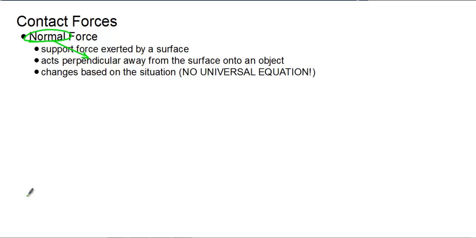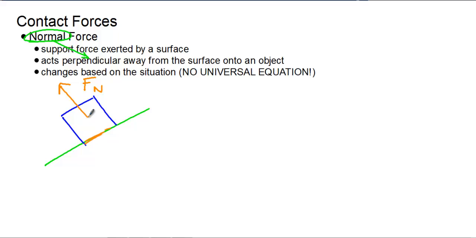Okay? Normal forces, there is no universal equation for it. It changes based on a given situation. One very common example we'll have is an object on an incline. And if we set up this object on the incline here, the normal force is going to act on it perpendicular to the surface. So if here's our surface right here, then our normal force has to be perpendicular to it, and it is acting away from the surface. Okay, so there's our normal force.